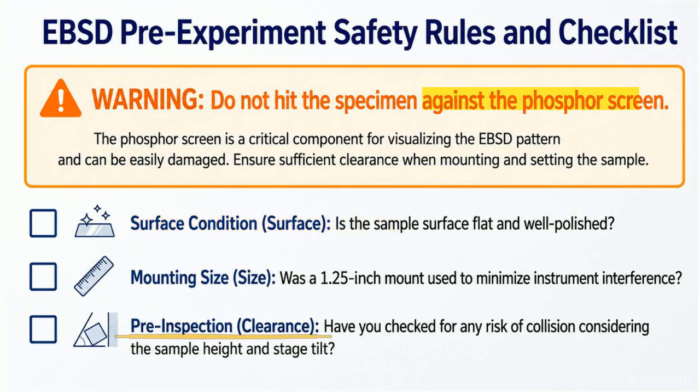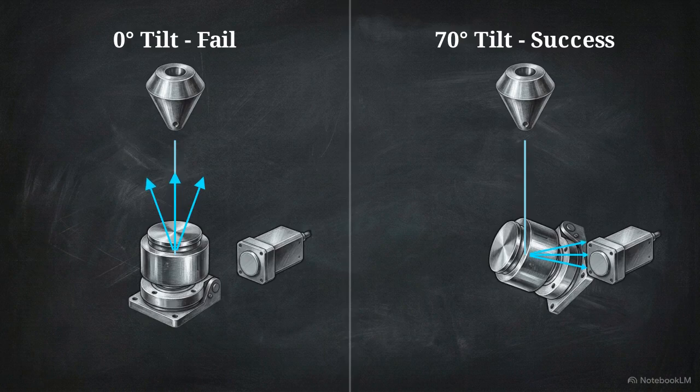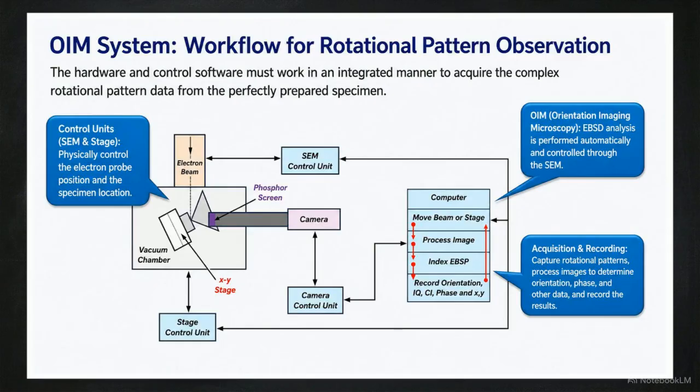Meeting these mesoscopic geometric constraints is a strict mathematical prerequisite. Without the 70-degree tilt, the diffracted signal will never reach the detector. Once the geometry is verified, system control shifts from physical hardware placement to the orientation imaging microscopy, or OIM, software. This diagram maps how the software coordinates the electron beam with the detection hardware.